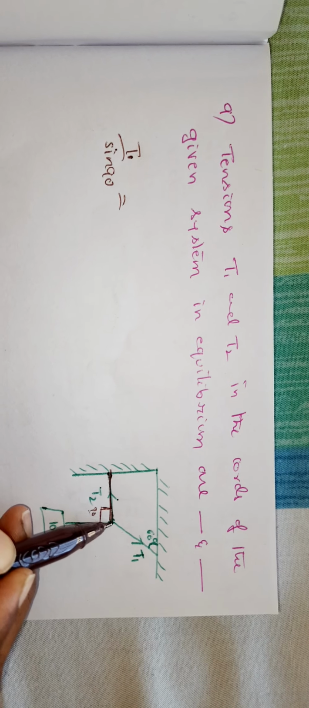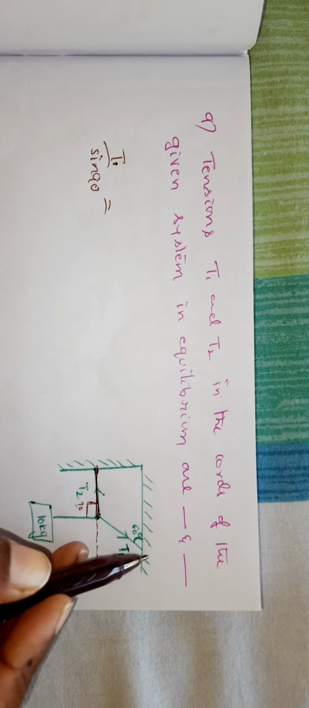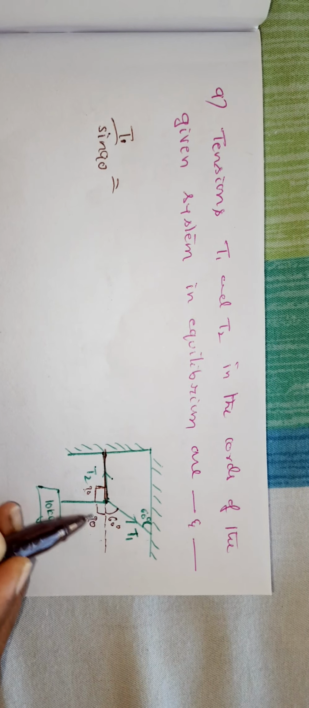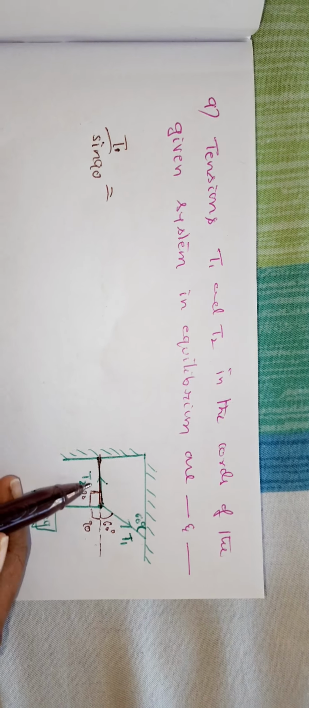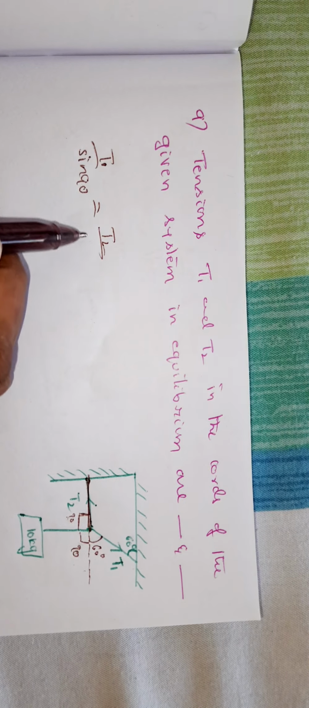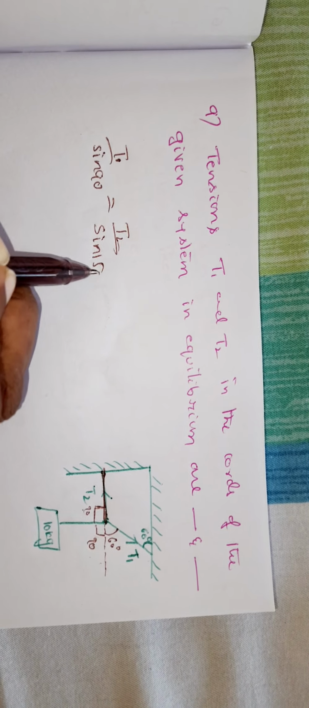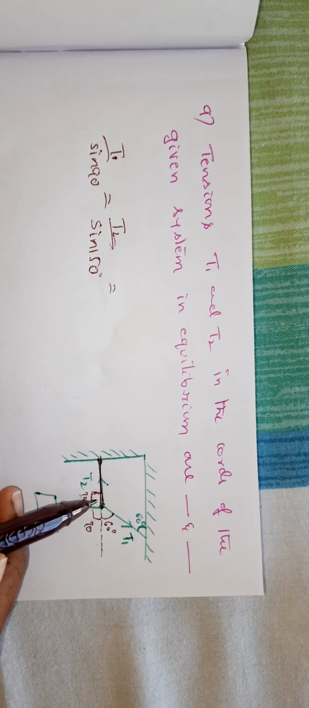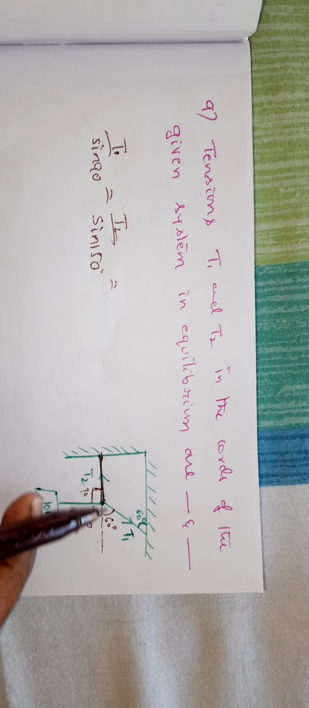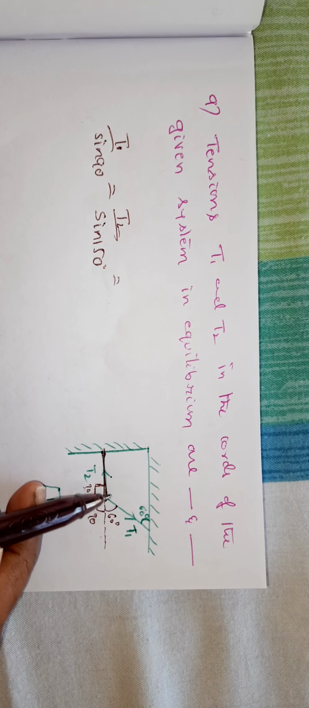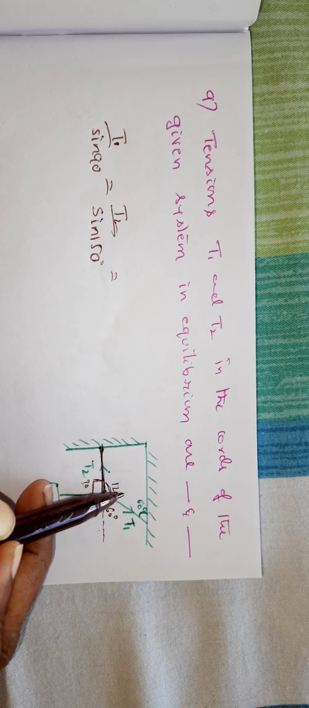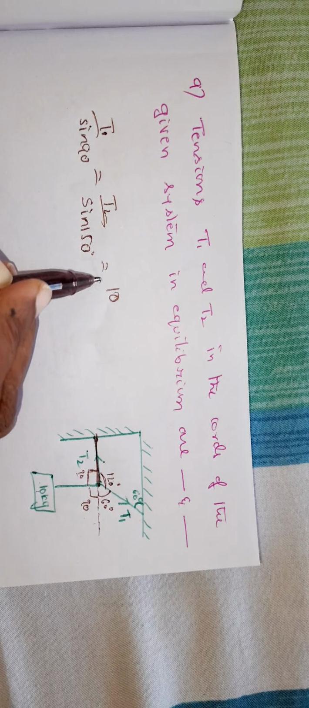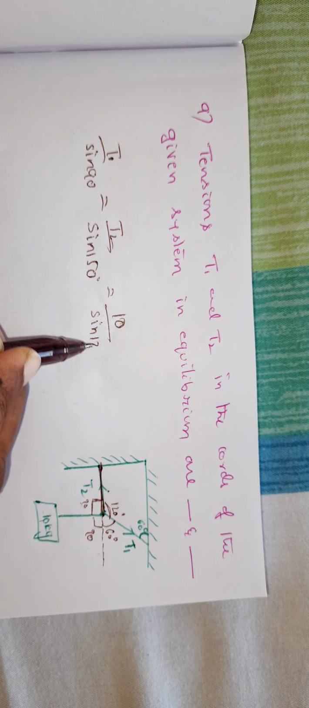So let me extend this. Let me extend this parallel to this. Then this is 60 degrees and you know this is 90 degrees. So therefore it is 150 degrees opposite to T2. So therefore I'll write T2 by sine 150. So now 90 and then 150. Or you can also take this whole thing as 180 minus 60. So therefore it is 120. So that is opposite to the 10 kg weight. So 10 by sine 120.